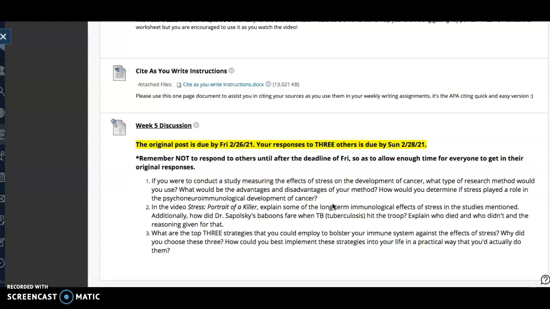What kind of study would you do? Would you do an experimental study? Would you do a correlational study? What would be the advantages or disadvantages of whichever one you choose? And then how would you link stress to the person's development of cancer? How did stress affect that person's immune system such that they got cancer? Here's where you're going to want to tie in what you're learning about the immune system and how it is affected by stress into your answer.